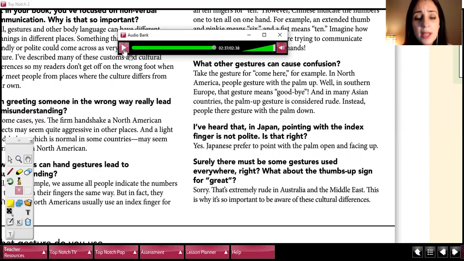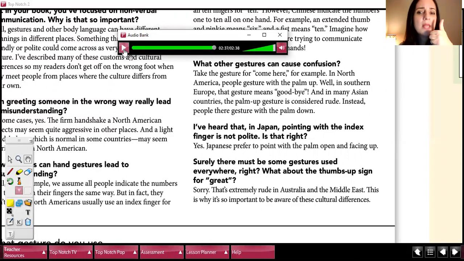Okay, surely, certamente, né? Com certeza, surely. There must be. Olha aí, there is é do haver, existir. There must be, deve haver, ok? Então, a gente coloca o must aí, o modal verb no meio do there is e vira must be. There must be, deve haver. There must be some gestures used everywhere, right?